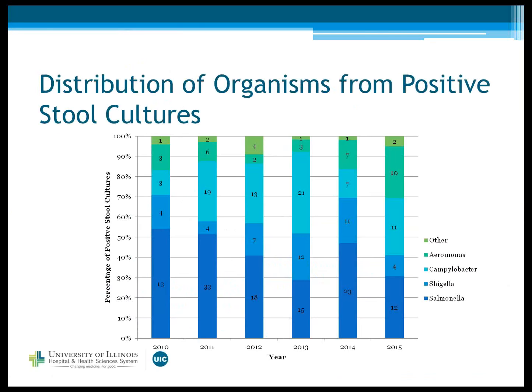And this is the distribution of the organisms that we see from our positive stool cultures. So as you'll notice, our data mirror largely what we find in national studies. We recover a lot of Salmonella and Campylobacter, but in our institution we also screen for Aeromonas, and we do find a significant amount of Aeromonas from our patient specimens.